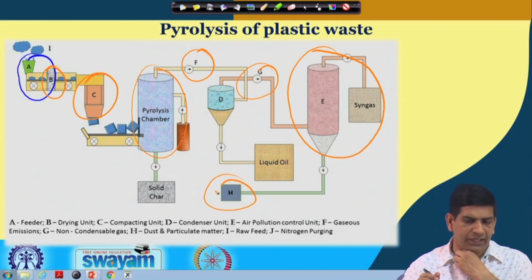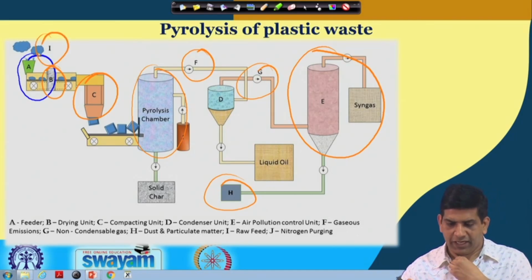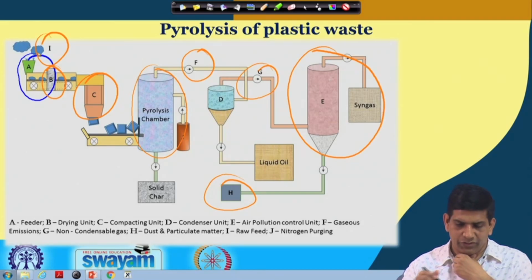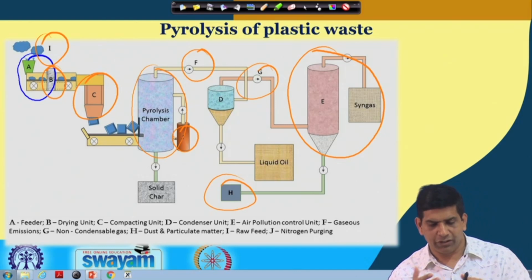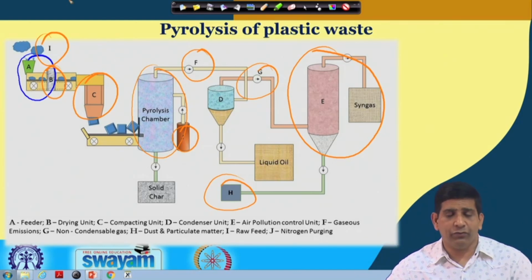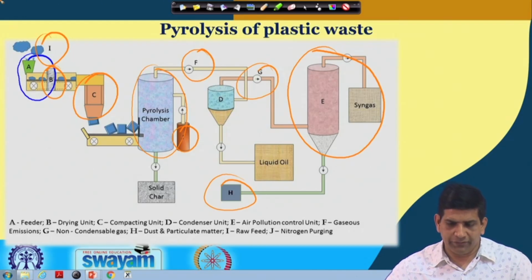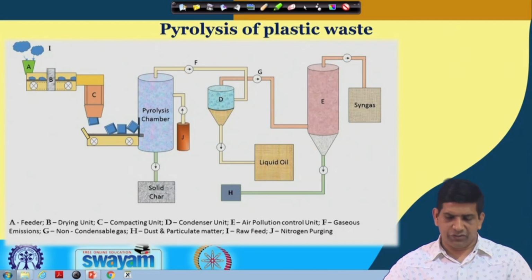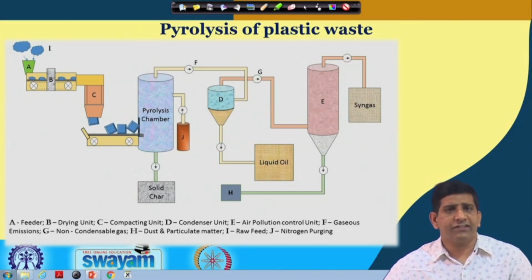I is the raw feed which is coming into the system, and also we have the nitrogen purging, which is the system of J, which is right there. That's the J right there, which is the nitrogen purging in the pyrolysis chamber, because we have to do it in the absence of oxygen. So, we purge it with nitrogen and try to make a condition in absence of oxygen. So, this is how the system usually works.